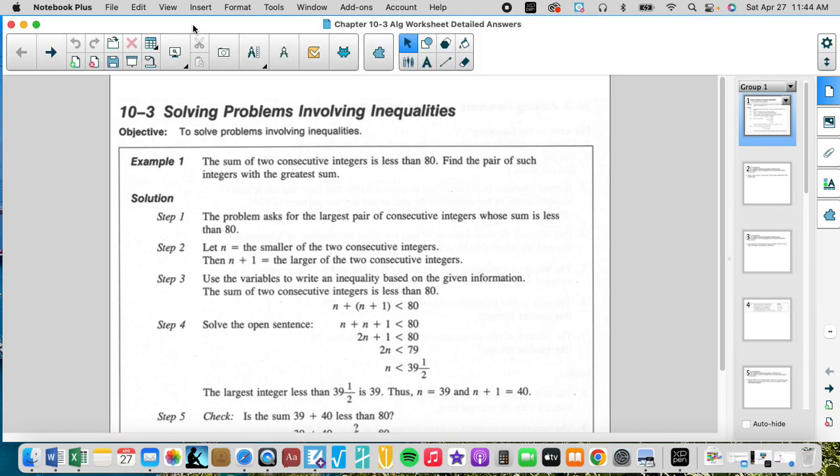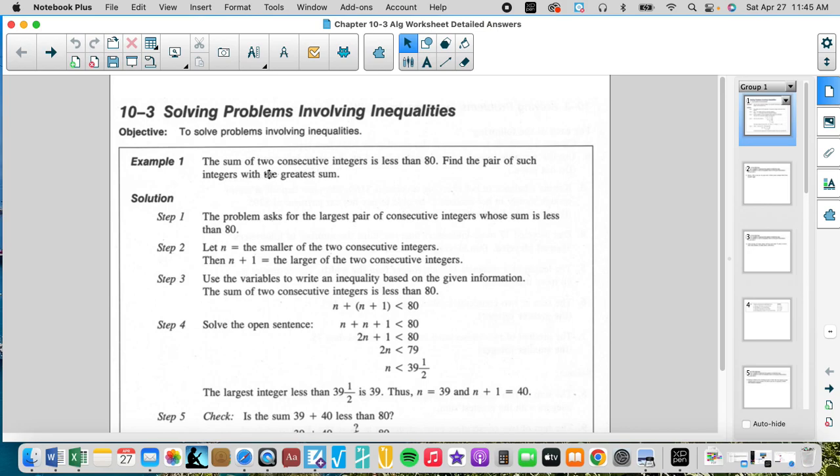In chapter 10.3, we're going to solve problems involving inequalities. So this is nice. We just learned this mathematical component. Now let's apply it to word problems. The sum of two consecutive integers is less than 80. Find the pair of such integers with the greatest sum.